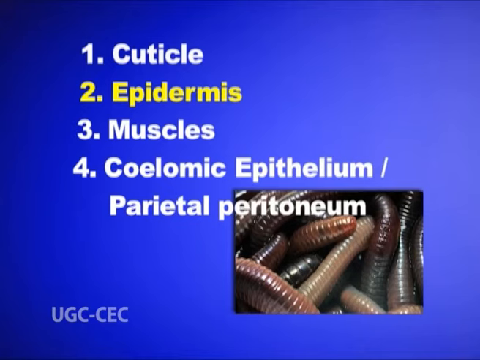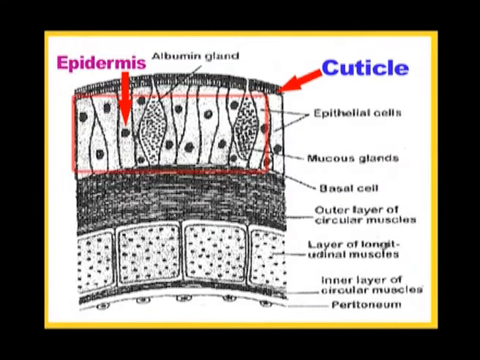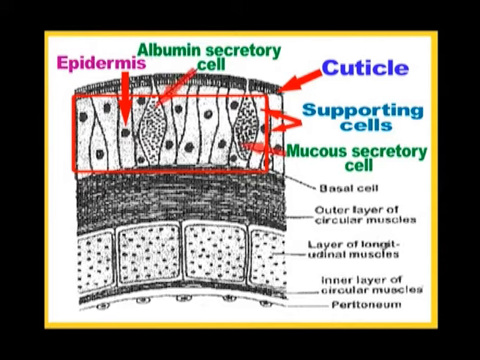Epidermis or hypodermis. Below the cuticle, there is a single layer of cells called the epidermis. It is formed of 4 types of cells. Supporting cells. There are numerous supporting cells in the epidermis. Each cell is of columnar type and has an oval nucleus in the middle. Gland cells. There are 2 types of gland cells. The mucous secretory cells are more in number than albumin secretory cells.